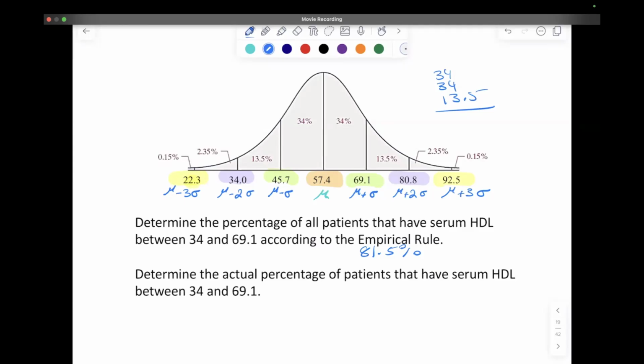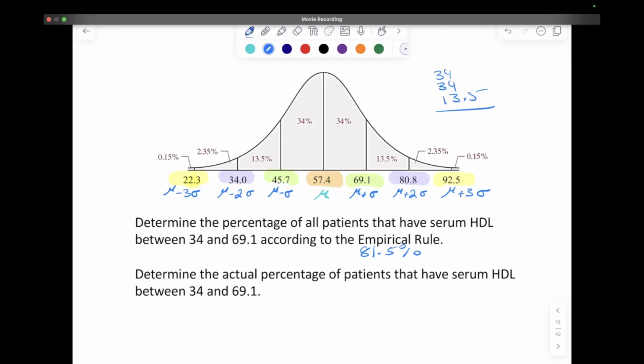So you're just counting out then to add or subtract those. Yeah, all I'm doing is just that. 57.4 plus 11.7 gives me 69.1. Add another 11.7, I got 80.8. Add another 11.7, I get 92.5. And then from 57.4, I just kept subtracting it. Okay. Thank you.